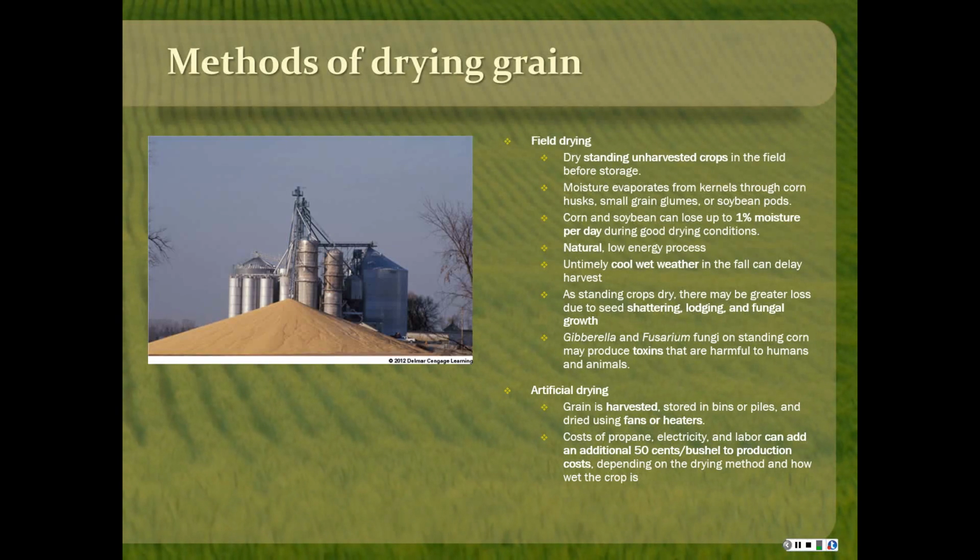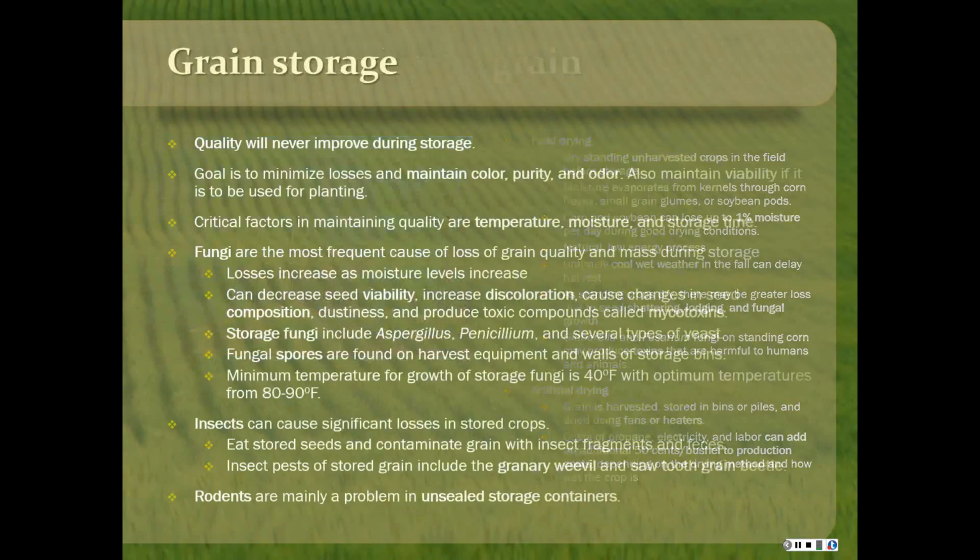It's when the grain is harvested, stored in a bin or a pile and dried using a big fan or a heater. And you have to factor in the costs of propane, electricity, other things that can add an additional cost to production cost, depending on the method and how wet the crop is to start with.